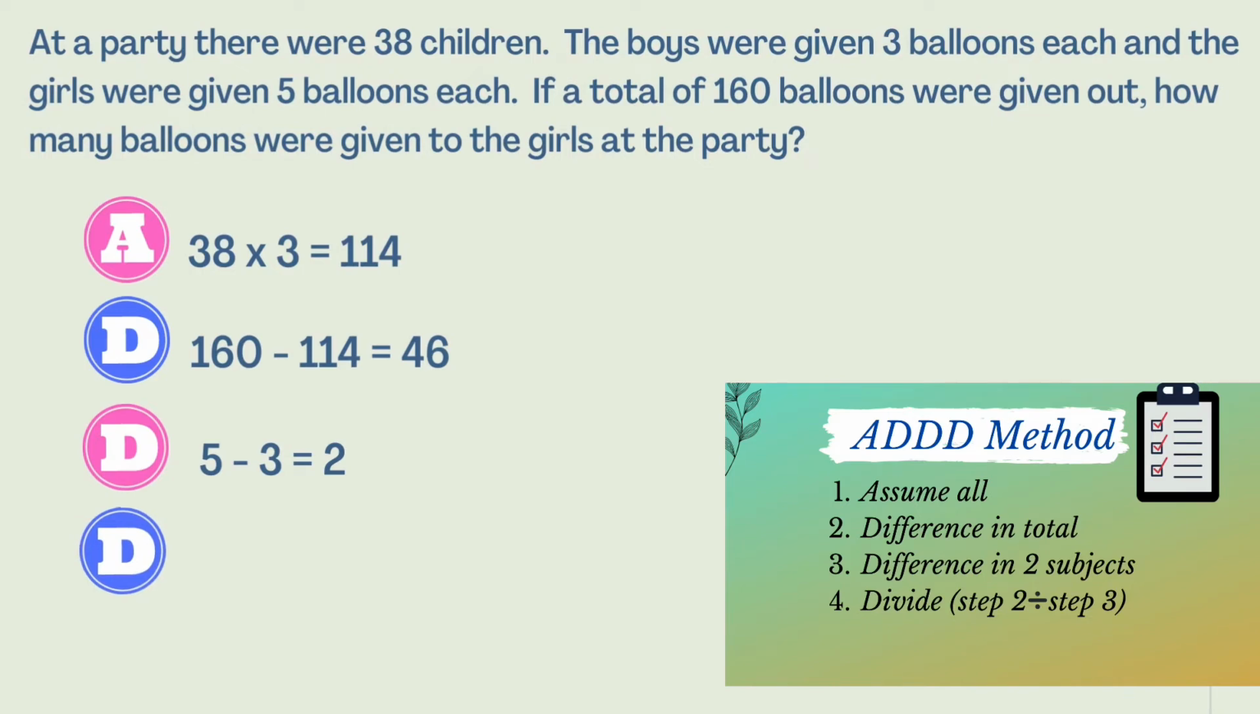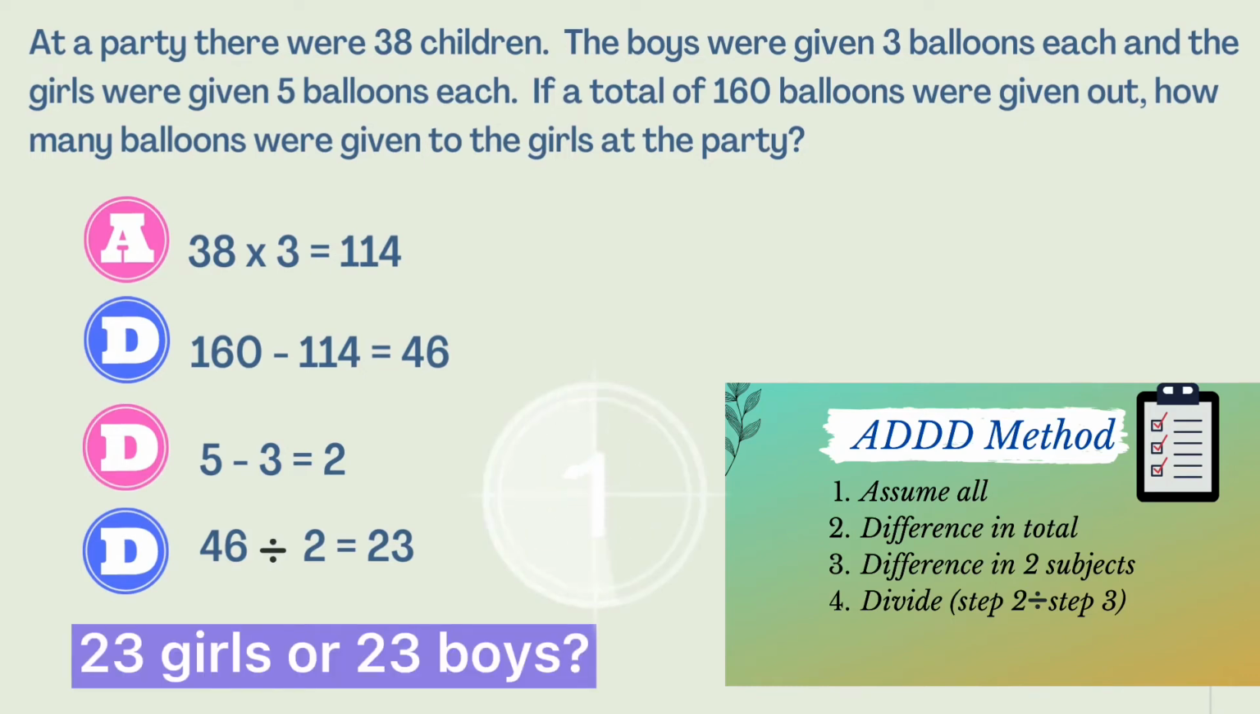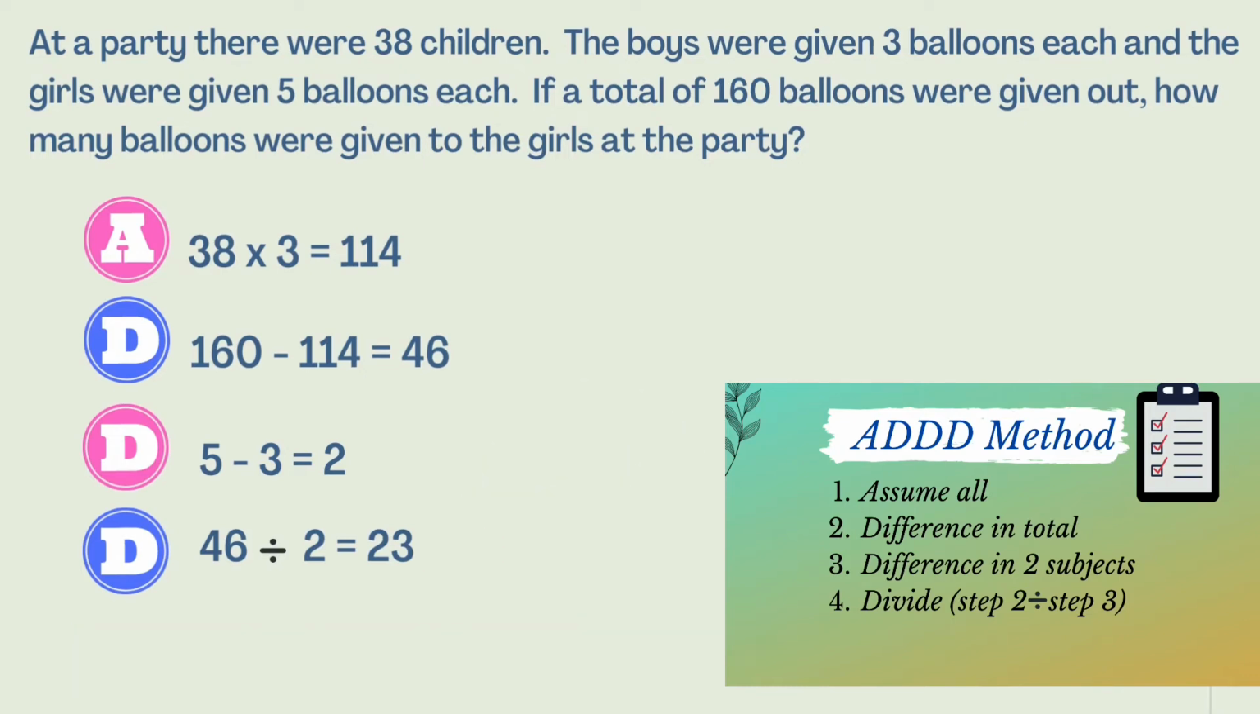The last D, it stands for divide. Step 2 divided by step 3. So 46 divided by 2, the answer is 23. What does this 23 mean? It means 23 girls. Are we done here? Not yet, as the question wanted to know how many balloons were given out to the girls. We have just found out that there were 23 girls, and each received 5 balloons. So we have 23 times 5. Hence, the answer to this question is 115 balloons.